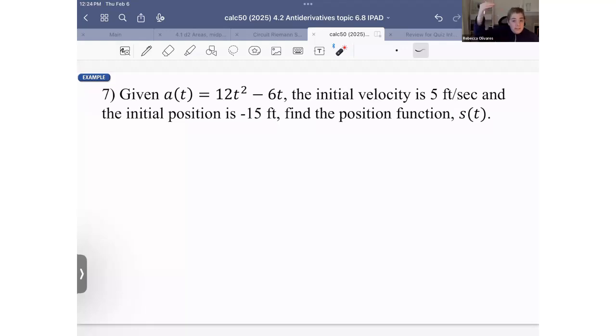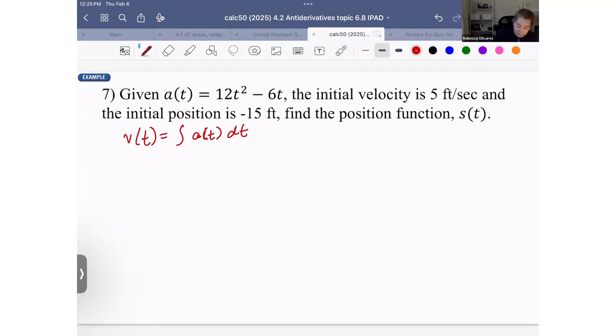We need to go backwards twice. We have the acceleration function. We're going to have to go backwards and find the velocity function. Then we're going to take the velocity function and go backwards and find the position function. So the velocity function will be the integral of the acceleration function, a of t dt. In other words, it's the integral of 12t squared minus 6t dt.